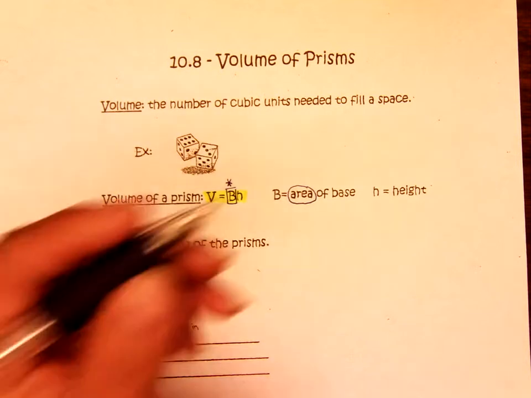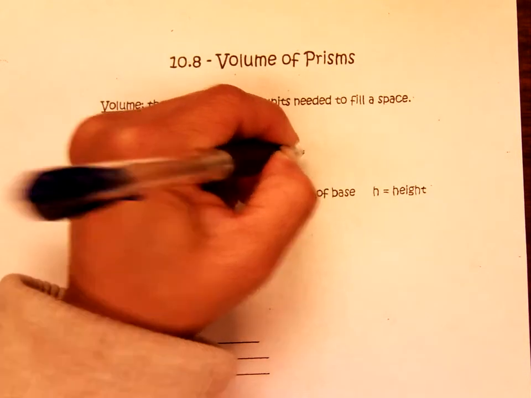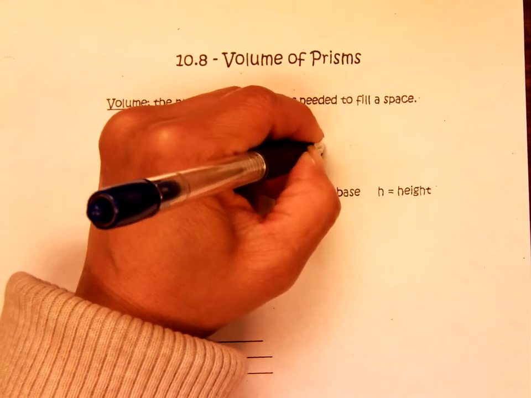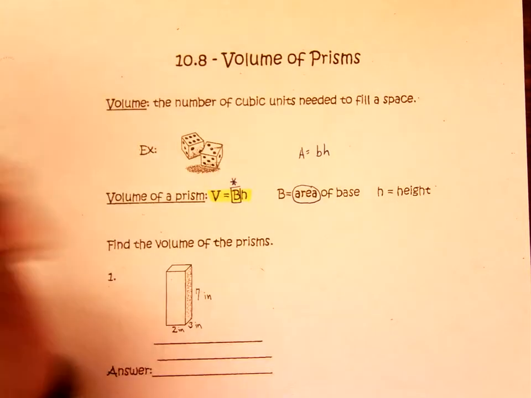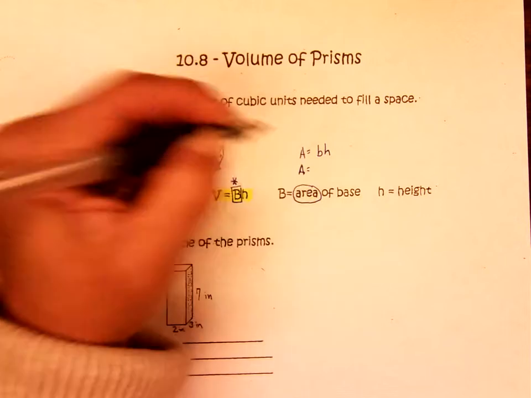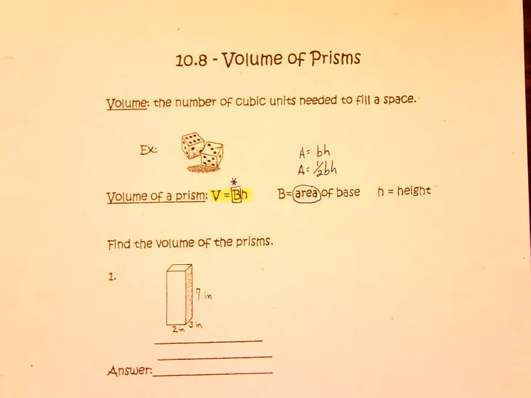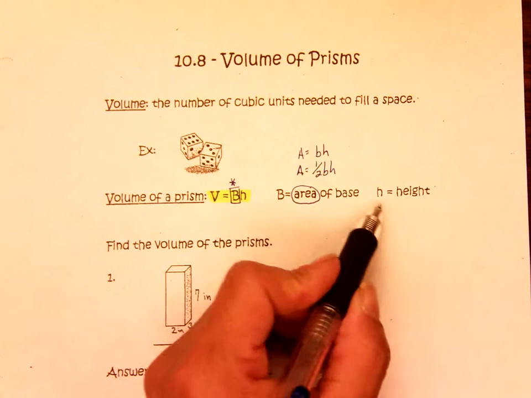Sometimes the area of the base, remember we learned, for a parallelogram is area equal to lowercase b h. The area of a triangle is 1/2 b h. You have to look at what the base of your prism is. And of course, h stands for height.